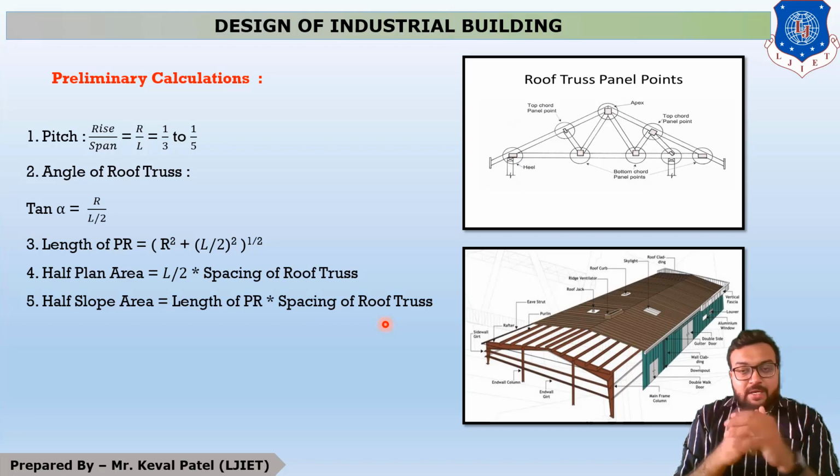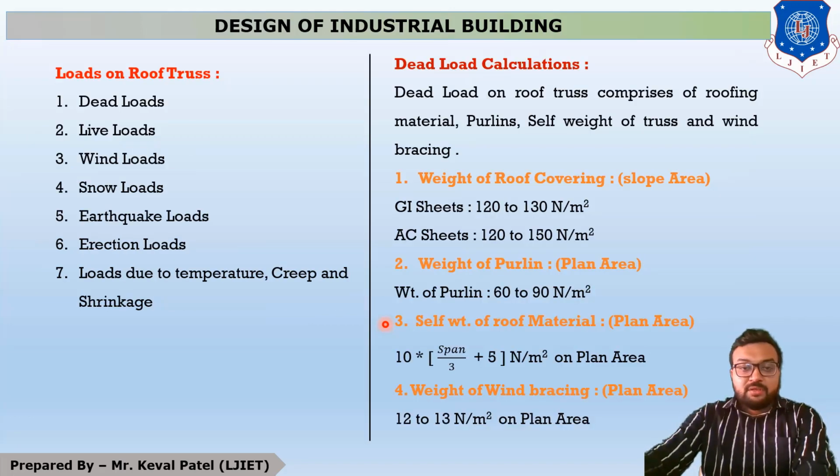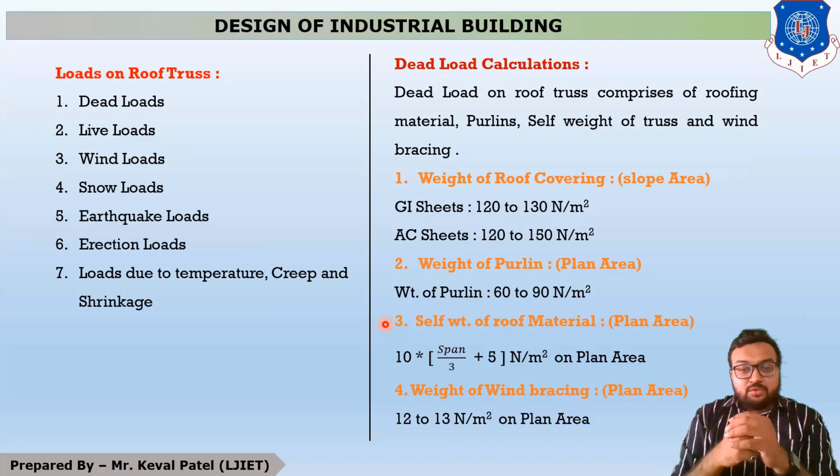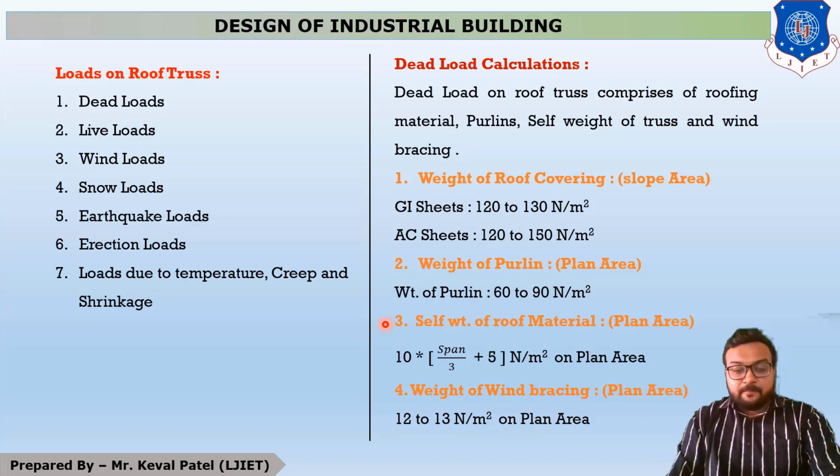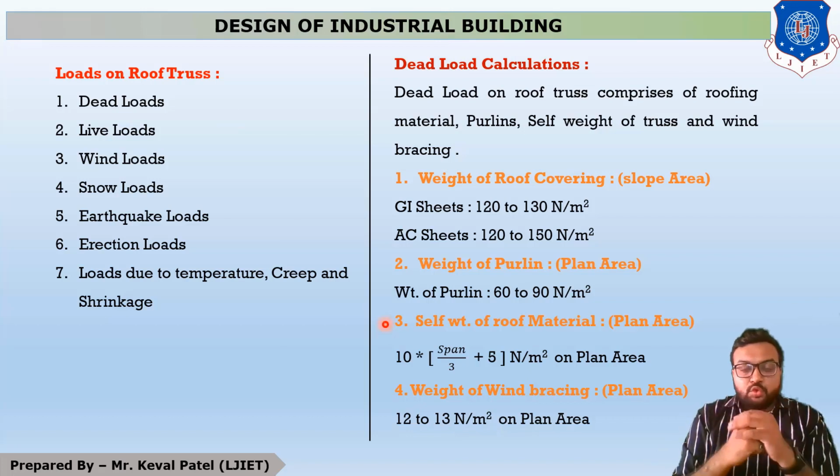Now we are moving further to which loads we have to calculate when we design any industrial building. So the first load is dead load. As you all know, the calculation of dead load is as per IS 875 part 1.